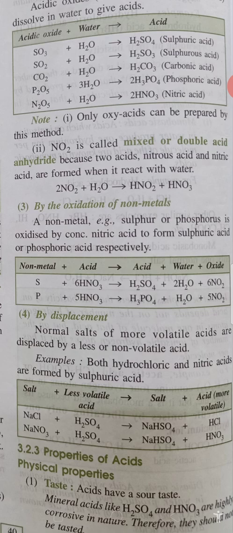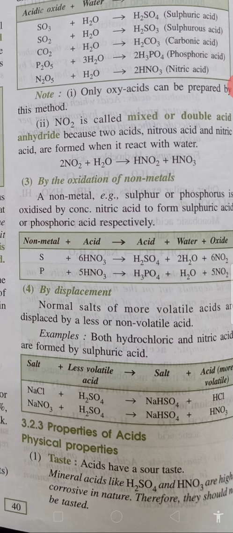Both hydrochloric and nitric acids are formed by sulfuric acid, like NaCl, sodium chloride, plus H2SO4 gives you sodium bisulfate plus hydrochloric acid. Then sodium nitrate plus H2SO4 gives you sodium bisulfate and nitric acid. So children, this method of preparation is what we use for the preparation of hydrochloric acid and nitric acid. Now children, properties of acid.